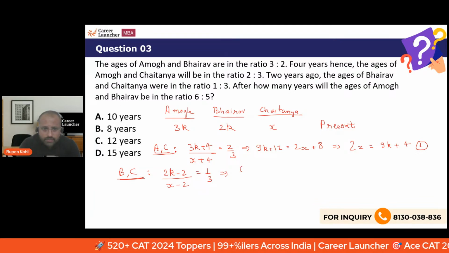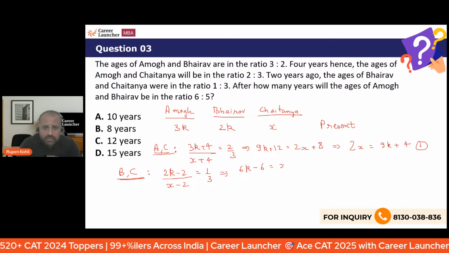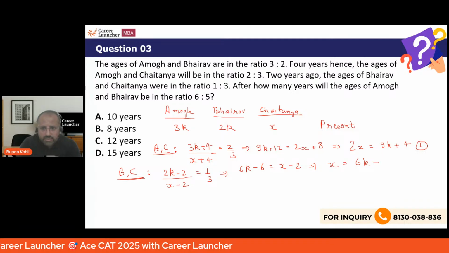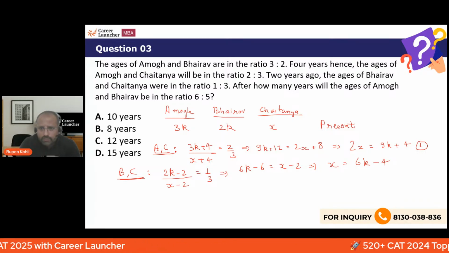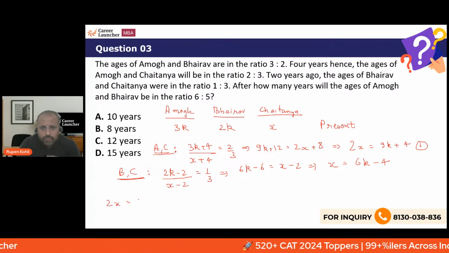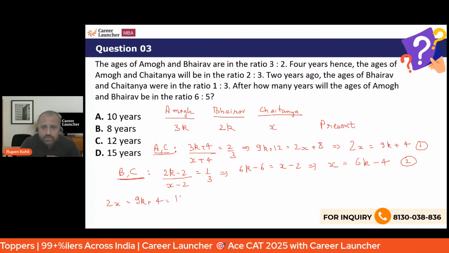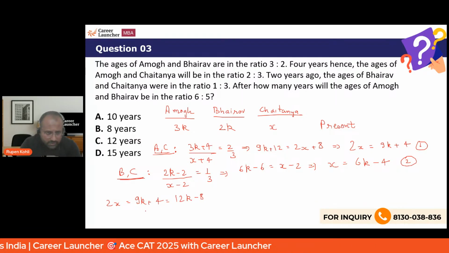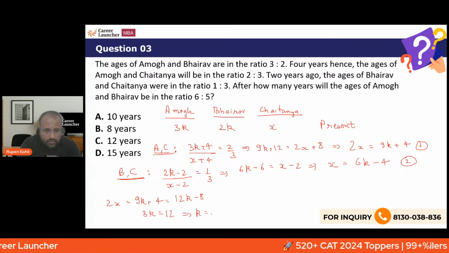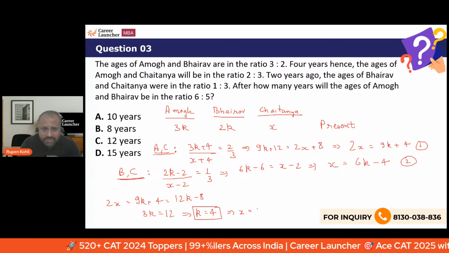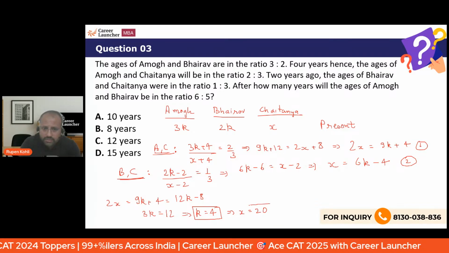Cross multiplying. 3 into 2, 6k minus 6 is x minus 2, which means that we can say x is 6k minus 4. So let's say we can equate the value of 2x from both. So 2x equals 9k plus 4 from the first equation, which also should equal double of this from the second equation over here, right? So double of this, which is 12k minus 8. Perfect. So 12 minus 9, which is 3k, equals 4 plus 8, which is 12. So k has come to be 4. Perfect. And therefore x, which is 6k minus 4, becomes 6 into 4, 24 minus 4, x is 20.